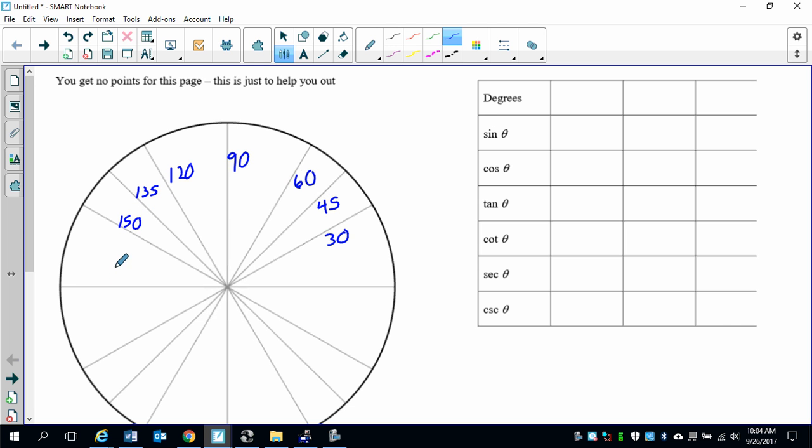Then we go by 30, so 180, 210, 225, and then 240, 270, 300, 315, 330. Okay, so we're going to start with our first quadrant right here.